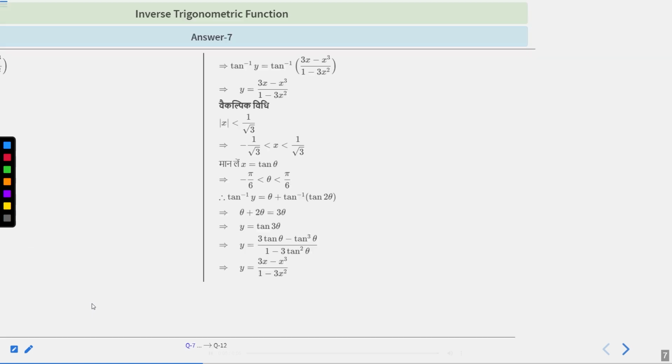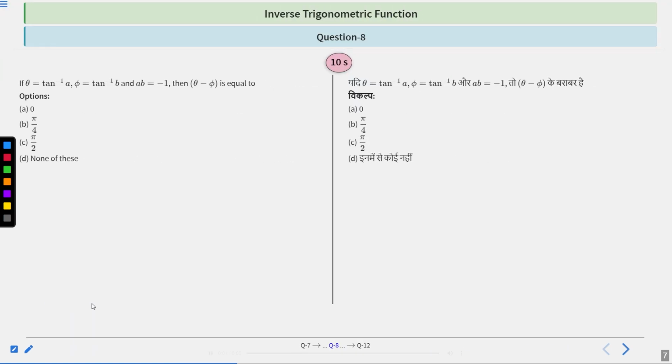Now let's move to the next question, question number 8, which says, if theta is equal to tan inverse a and phi is equal to tan inverse b and ab is equal to minus 1, then theta minus phi is equal to. So what we can do in this question, first we are given theta and we are given phi. We basically have to find theta minus phi, right?